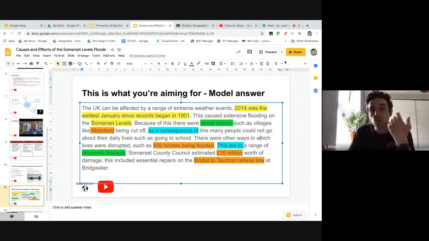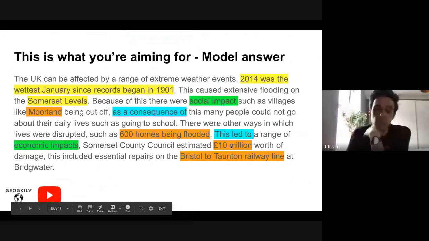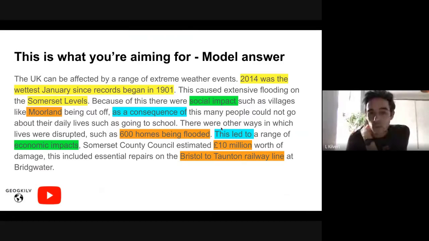So you can see there that my answer has given both the social and the economic effects. It's given specific pieces of information highlighted here in orange, and it's also given some of those really important connectives to be able to explain in depth and in detail.